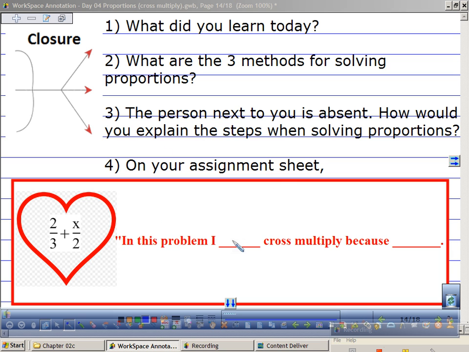On your assignment sheet, I need it quiet. Listen up. In this problem, I blank cross multiply because blank. Can you cross multiply with this one? This is a plus sign. That is the most common mistake. So we can't cross multiply that?